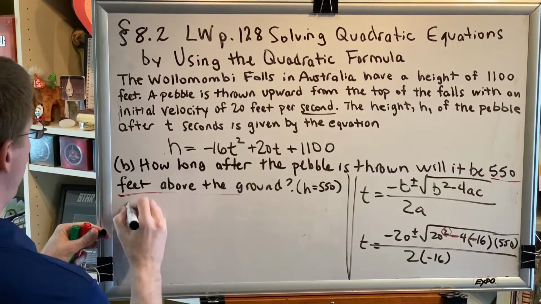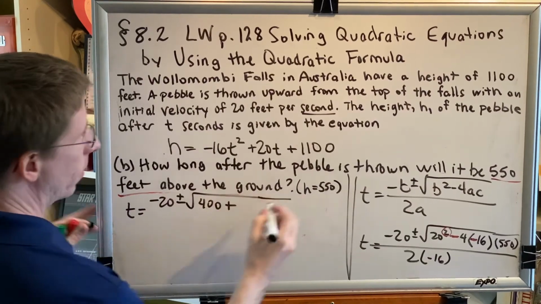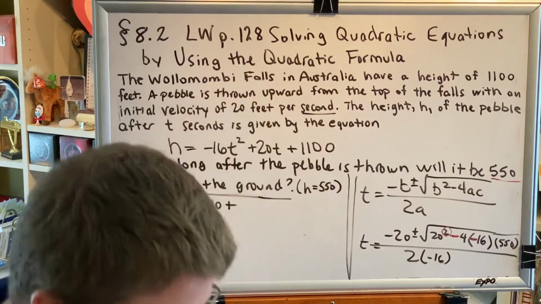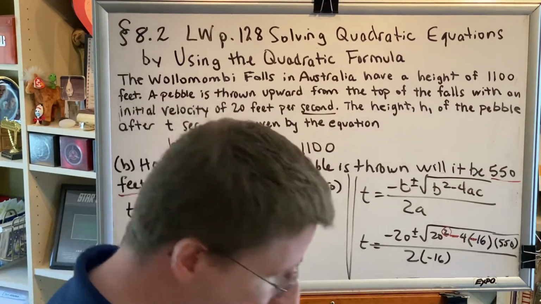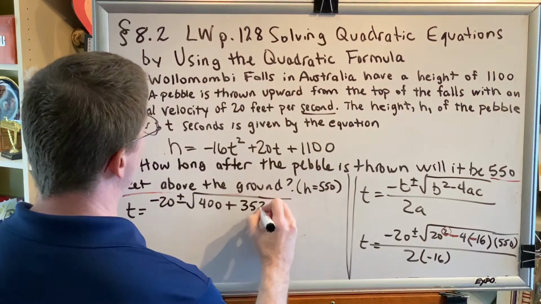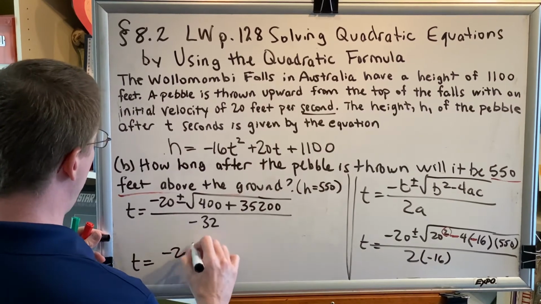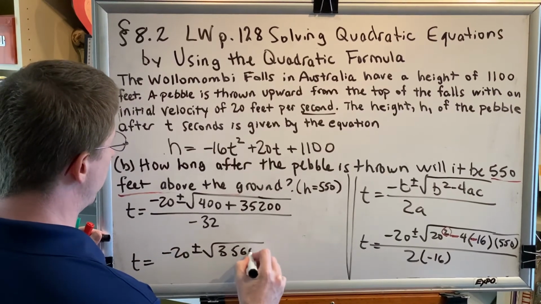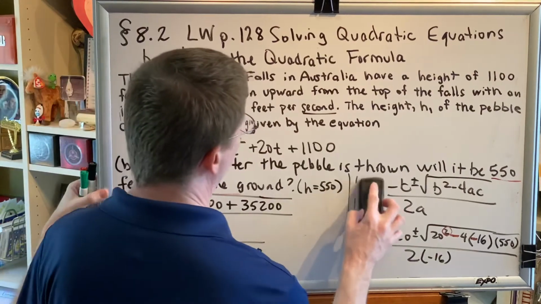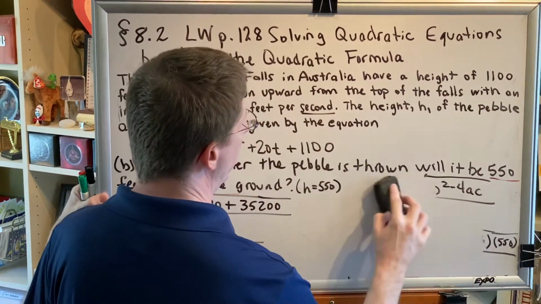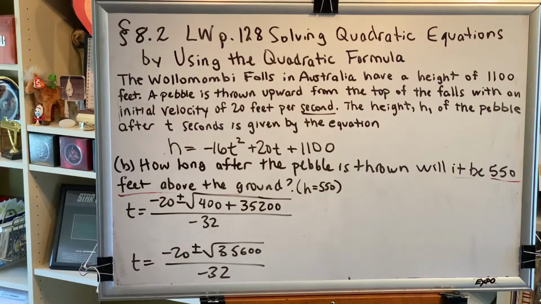All right, so then we have t equals negative 20 plus or minus the square root of 400 plus, all right, so 4 times 16 is 64, and 64 times 550 is 35200, and then all of that gets divided by negative 32. So t equals negative 20 plus or minus the square root of 35600, all divided by negative 32. And at this point, we're ready to begin putting this in our calculators. We're going to do the entire numerator, hit enter, and then divide that by the denominator. We'll do that twice, once for the plus and once for the minus.